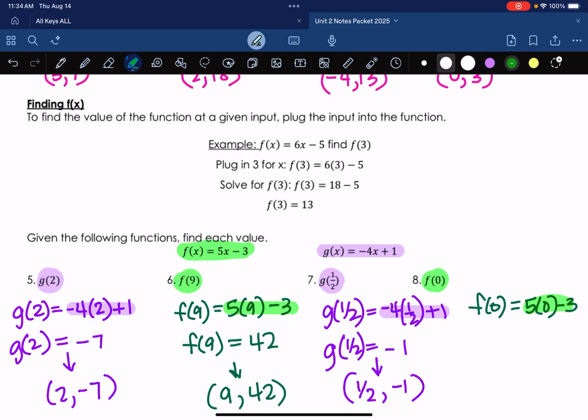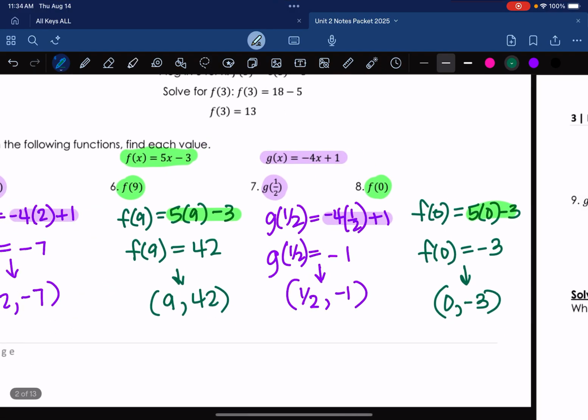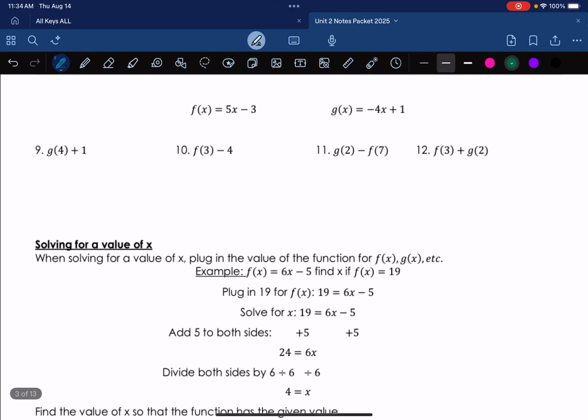Put this part into my calculator, so f of 0, 5 times 0 is 0, 0 minus 3 is -3. You don't have to write it as a point, but I'm just showing you that it is still represented as a coordinate point like we did above, (0, -3). So now flip over to page 3.